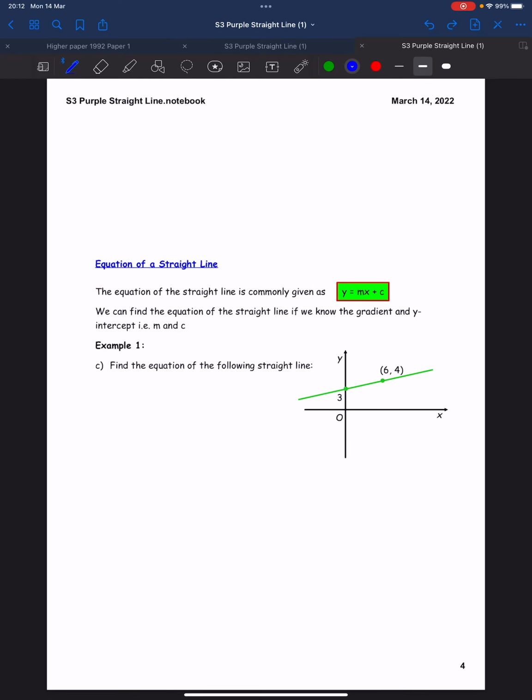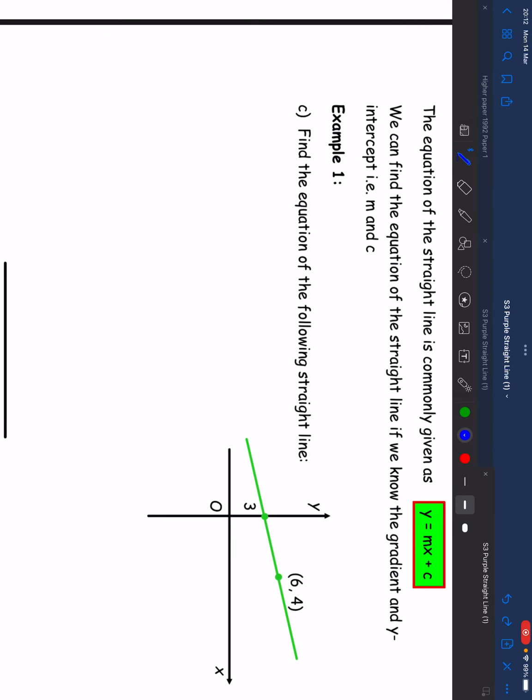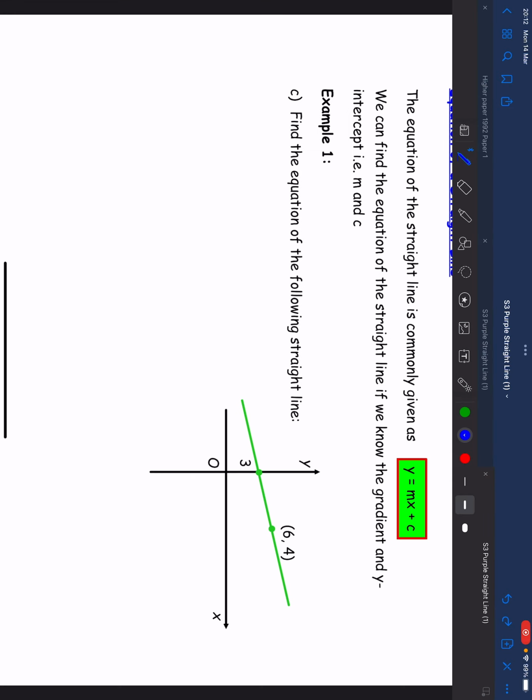Okay, let's take a look at example C. I want to find the equation of this line. It's slightly different, but not too much. Our straight line goes through the y-axis here at 0, 3, so the c value is 3. But for this, we don't actually know what the gradient is. When you don't know what the gradient is, you need to find the gradient.